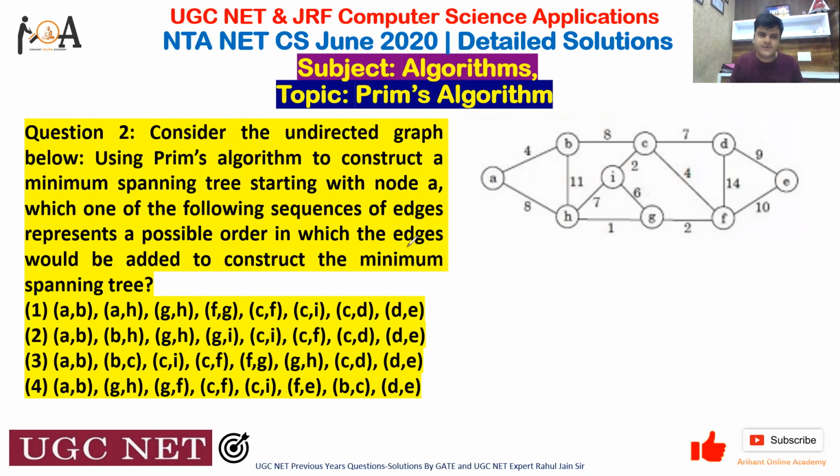And here in this video, we are going to solve question number 2 of the UGC NET and JRF Computer Science Applications June 2020 paper. The question is: consider the undirected graph which is given here. Using Prim's algorithm to construct a minimum spanning tree starting from node A, which one of the following sequences of edges represents a possible order in which the edges would be added to construct the minimum spanning tree?